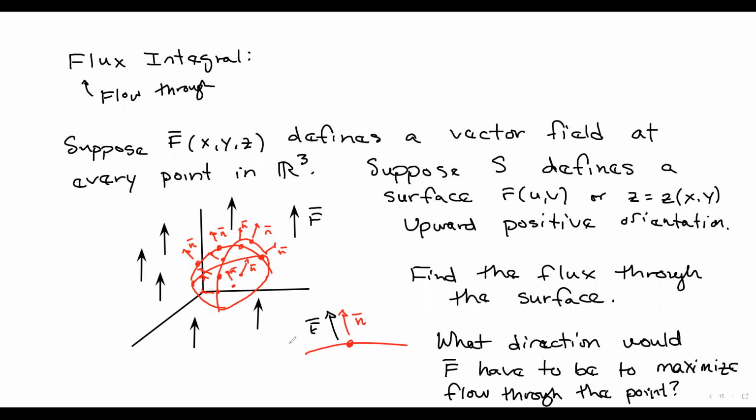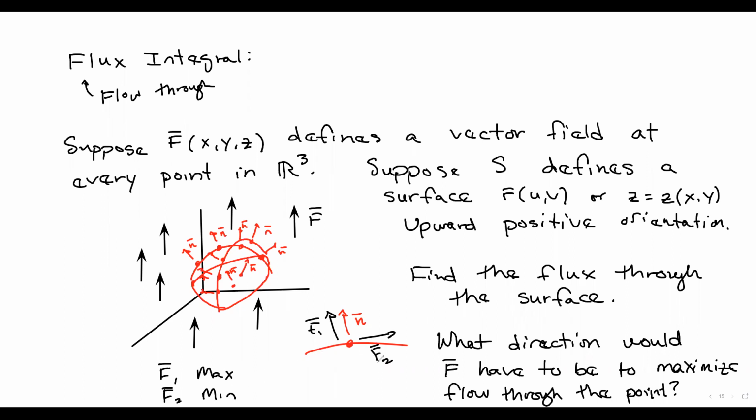Meanwhile, what would minimize the amount of flow? So maximum would be if we put F1 here. I was going to draw two pictures, but I don't have space. F1 would be the direction for maximum flow. If we had F2, which would be orthogonal, this would be the direction for minimum flow. So F1 would get us the maximum amount of flow through our net, and F2 would get the minimum amount of flow through the net.